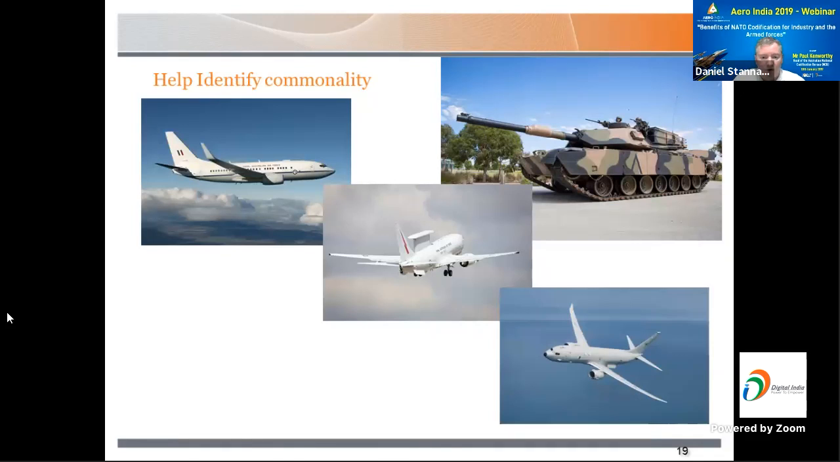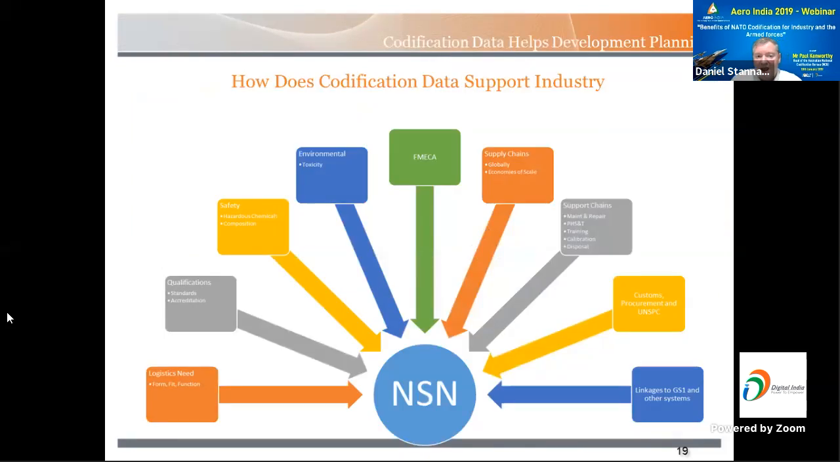One NSN, one item of supply, one logistics concept, one logistics need, one NSN, all used across those four platforms. So how do we use in Australia, from my example, how do we use codification data to support our industry? And how can industry use this codification data in the way that you do things?